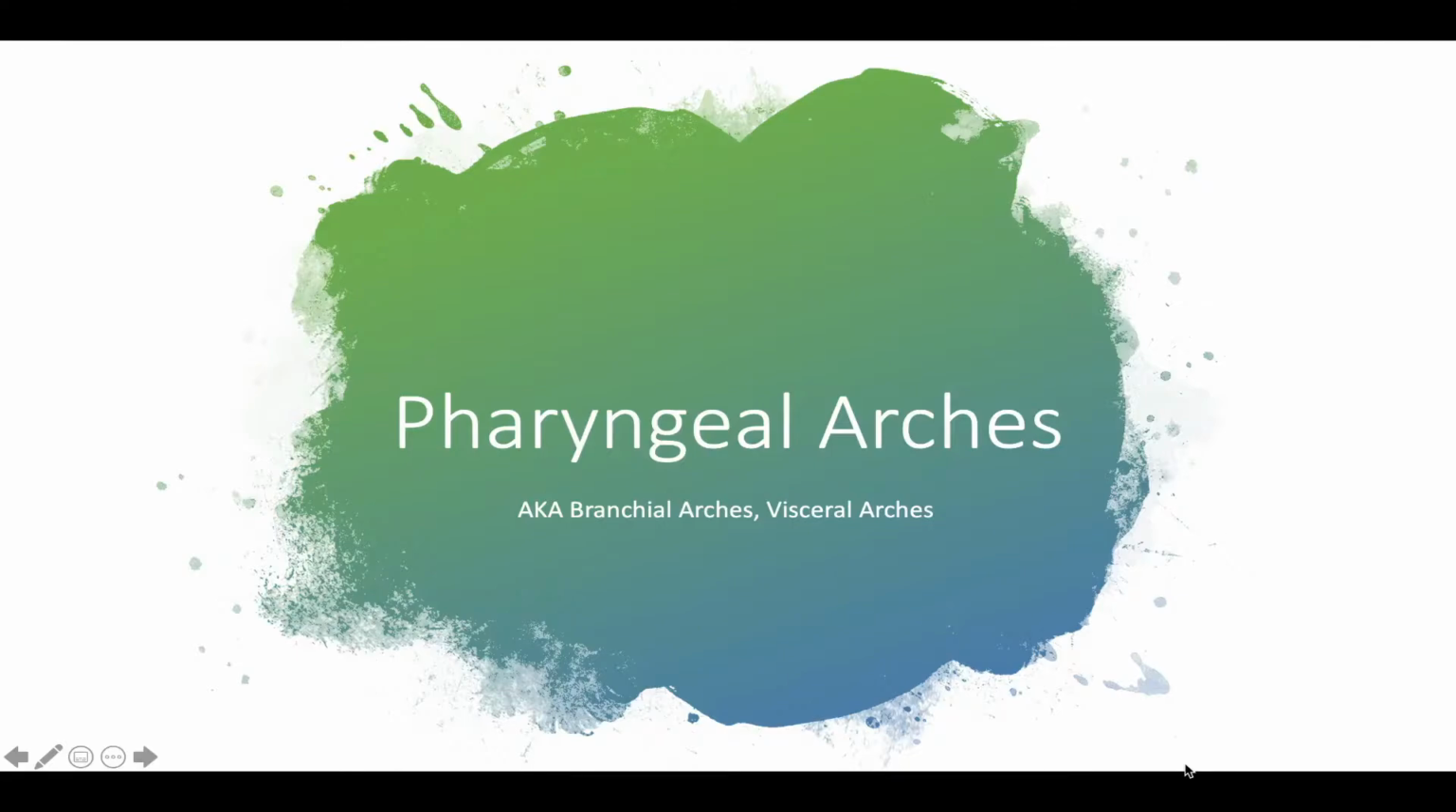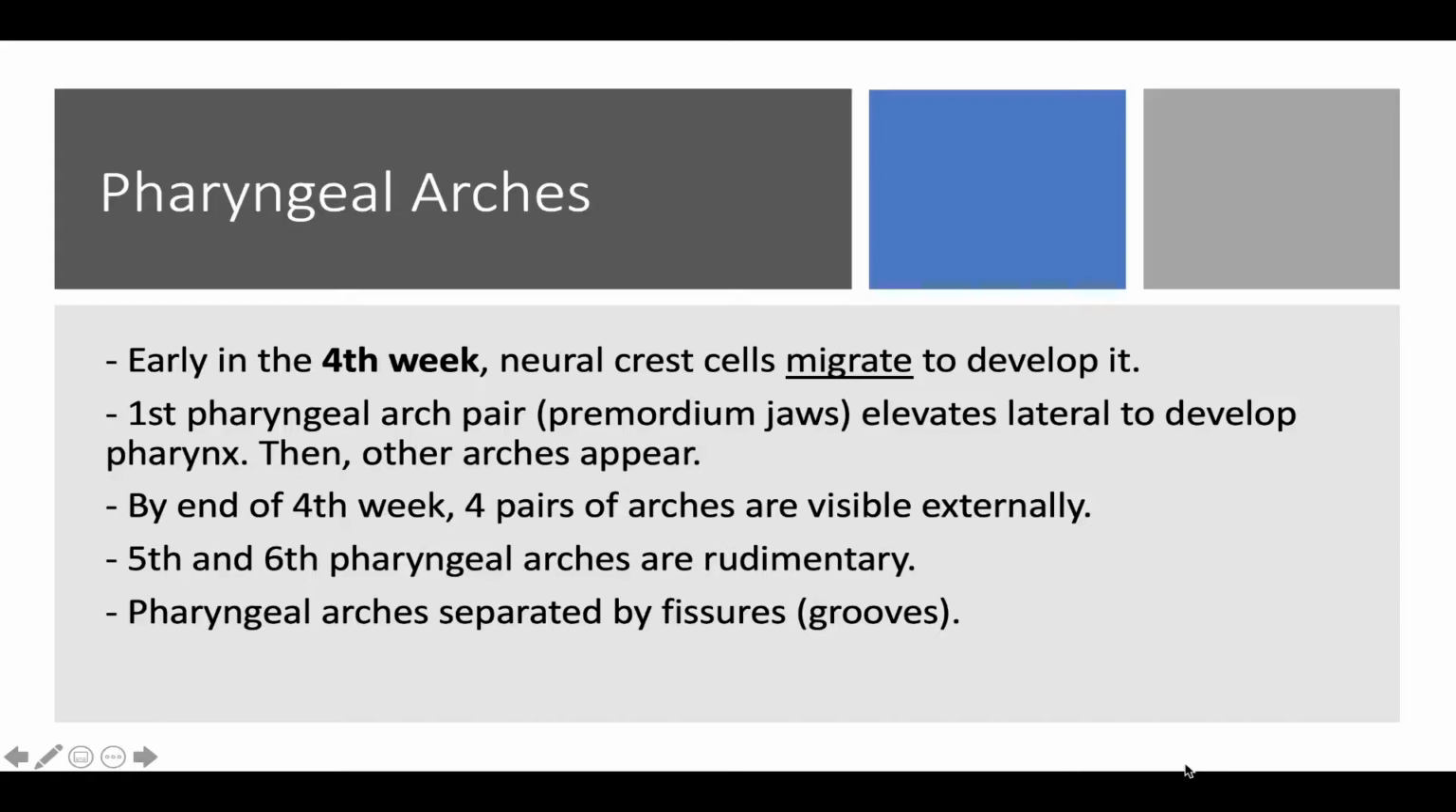Okay, so today we're going to talk about pharyngeal arches, also known as branchial arches or visceral arches. As a background, you should know that early in the fourth week, the neural crest cells migrate to develop it. The first pharyngeal arch pair, which is called a primordium of the jaws, elevates laterally to develop the pharynx. Then these arches appear. At the end of the fourth week, four pairs of arches are visible externally.